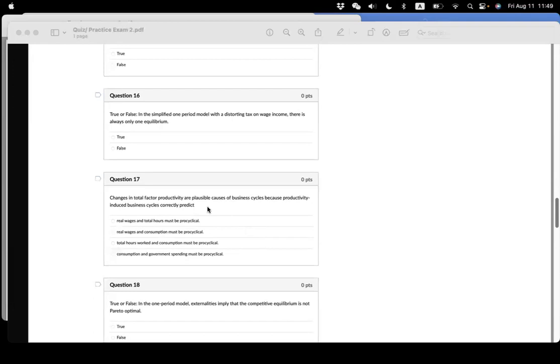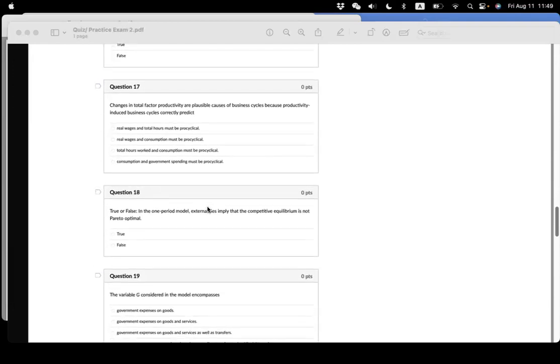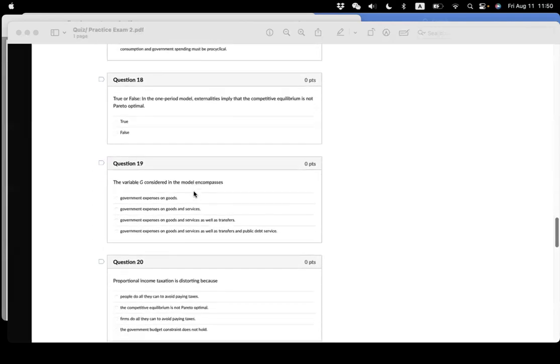So this is 16. Now 17, changes in TFP are a plausible cause of the business cycle because productivity induced business cycle correctly predicts B. Right? So that just refers to the basic facts of business cycle. Okay, what's business cycle? The GDP or output fluctuates, right? And this real business cycle theory just says that change in TFP leads to fluctuation in GDP, right? Question 18.